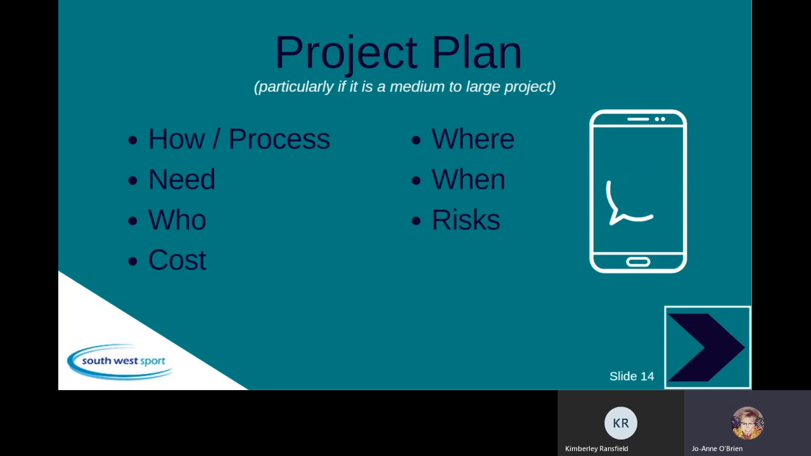Now the project plan. So still having your document and then having a look with the how process: the need, the who, the cost, the where, the when, and your risks. On your document, we've submitted a template of a project plan to help guide you. When you look at the cost, how much would the project cost? How much funding is needed? Have you thought of everything? Have you remembered to look at insurance, auditing, and on costs for wages?